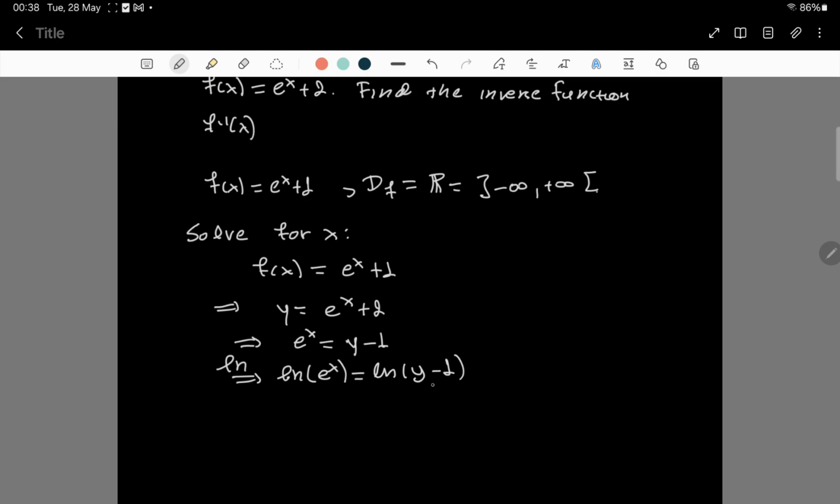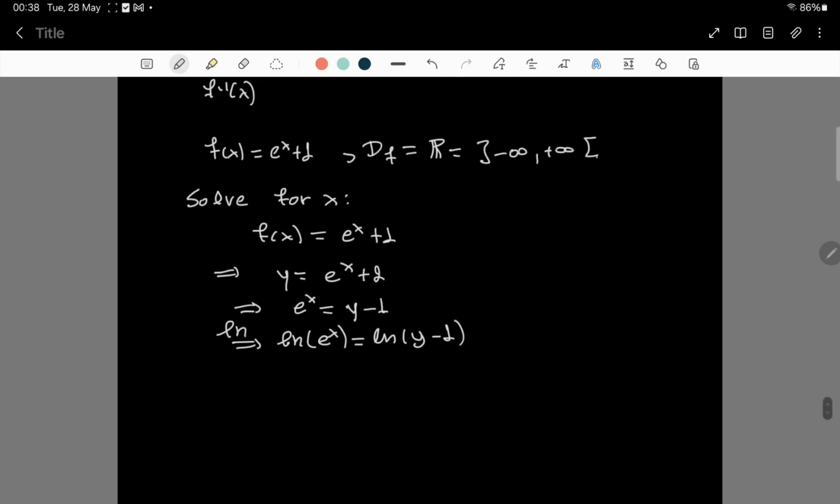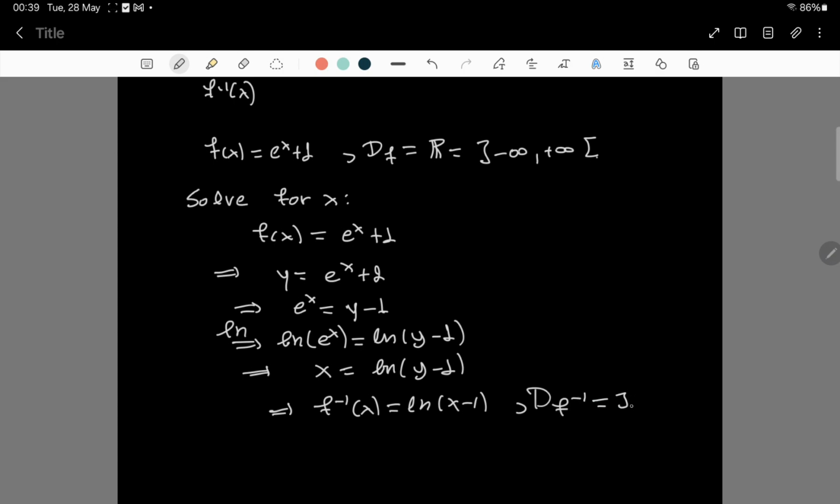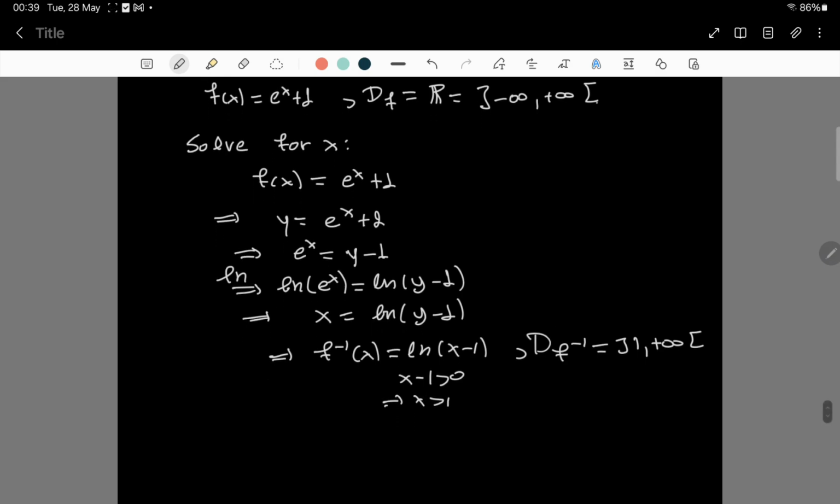At this point, we find what is the domain of the inverse function. So here we have x equals natural logarithm of y minus 1. So the inverse function, we switch back to x, is natural logarithm of x minus 1. The domain of the inverse function is (1, plus infinity). So x minus 1 should be strictly greater than 0, so x should be strictly greater than 1.